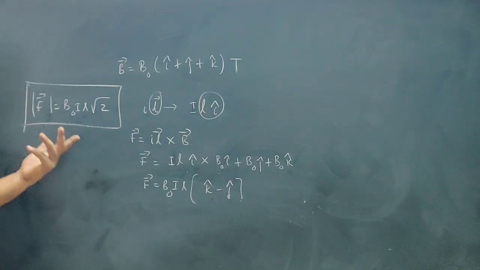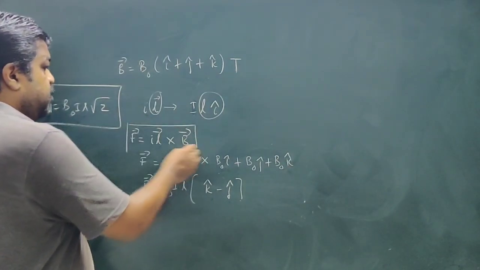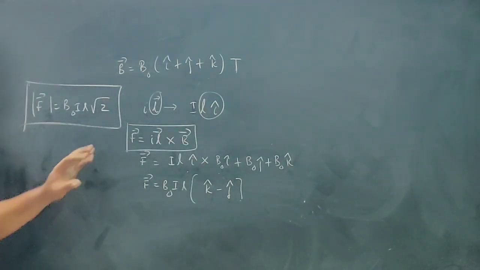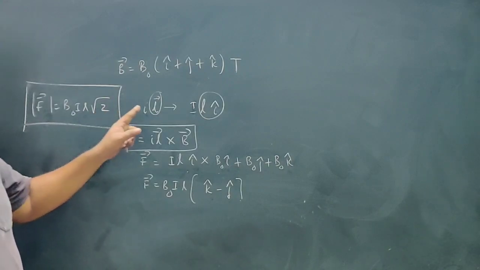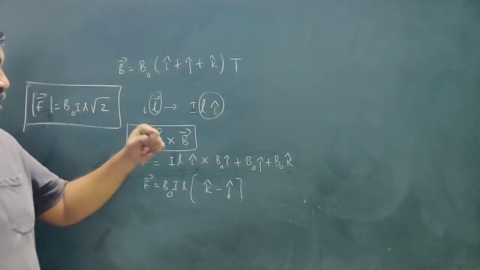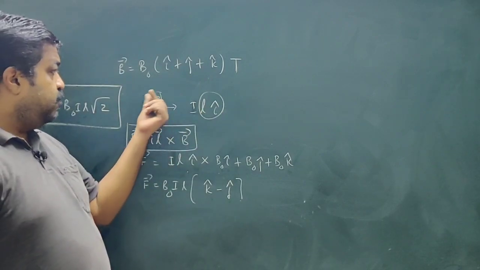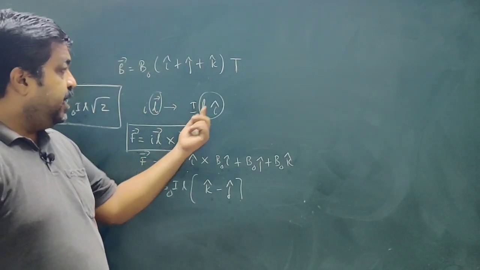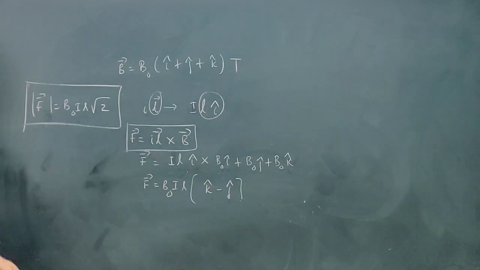Again, this is a simple concept, F equal to IL cross B, the same formula is used. But the thing is, current is flowing along positive x-axis, so how to represent this vector? L i cap. You need to be careful.